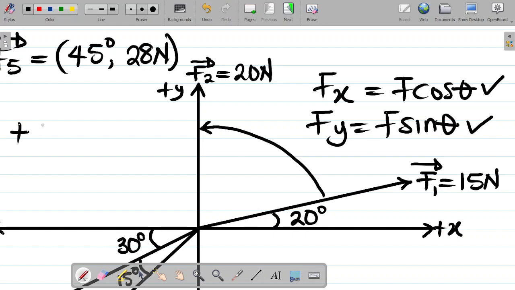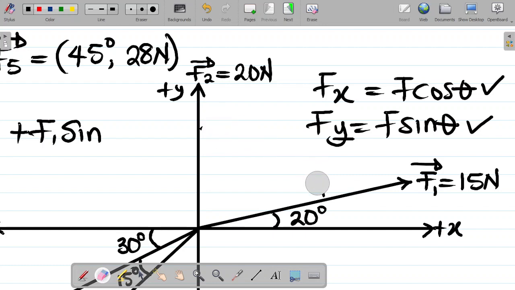The force there is what? F1. Then for y, what do we use there? We use sine, as you can see. So it becomes F1 sine of the angle. What's the angle in consideration? Please, the angle we are using here is still the same angle of 20 degrees. That's the same angle here. So I'm having F1 sine 20. So that's what we have there.